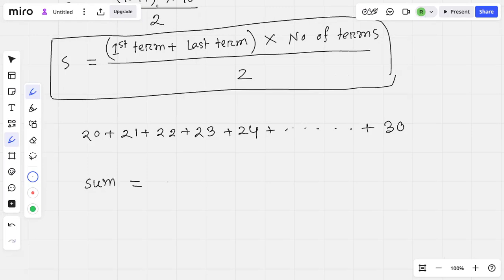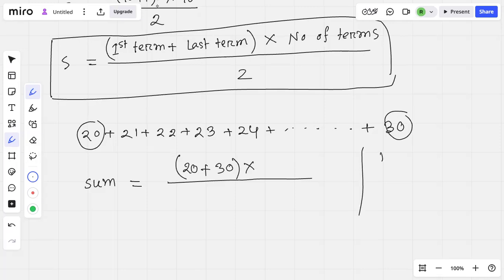And this formula, what does it tell? The first term. What is the first term here? The first term is 20 here. So 20 plus, what is the last term here? 30. So we write 30 multiplied by number of terms. So how do we find number of terms? This is a very easy thing. I taught this lots of times actually.